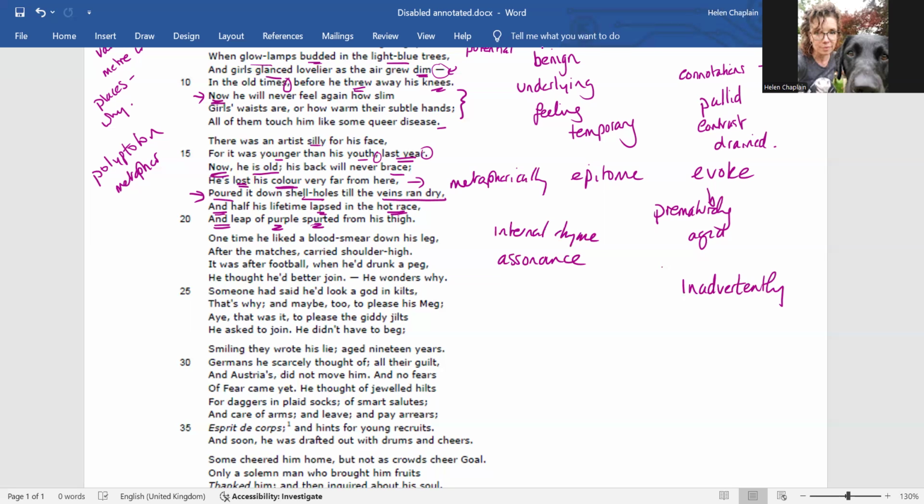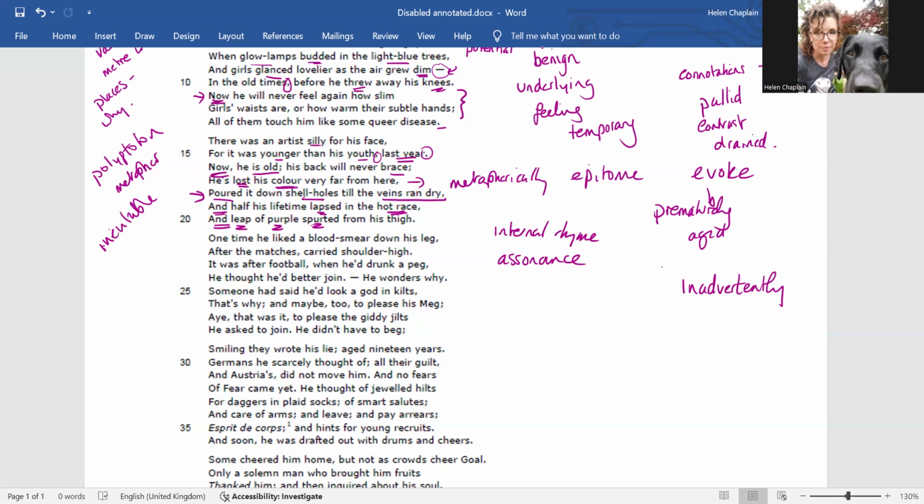And the anaphora there creates that sense of inevitability, you know, once it's started, it just carries on, and this happens and this happens. And a leap of purple, the energy, the unstoppableness is now his blood pumping out, draining away, and everything that signifies.